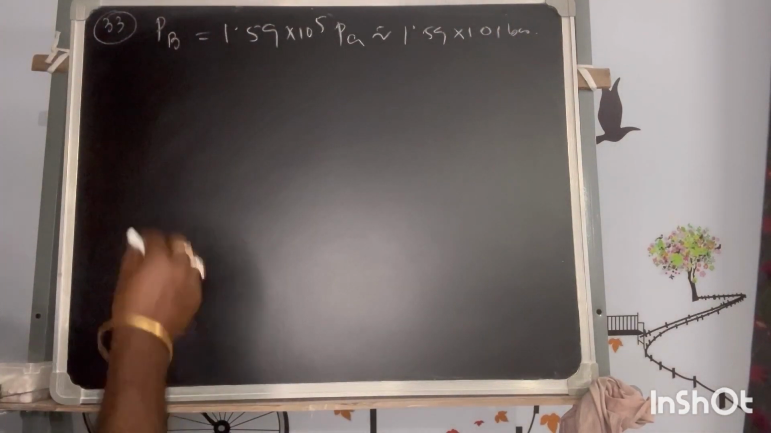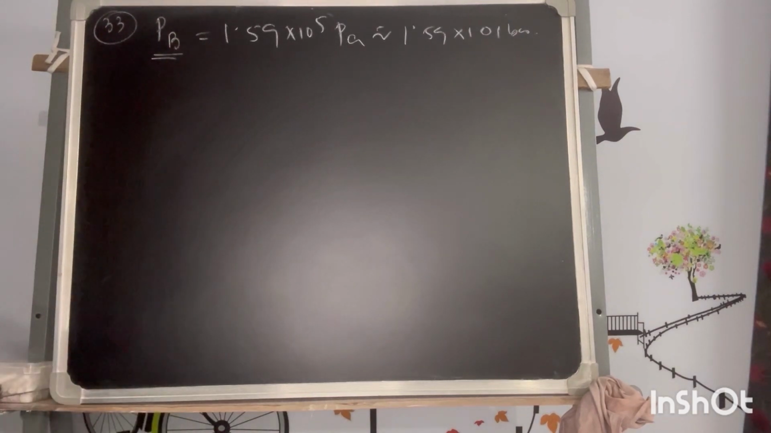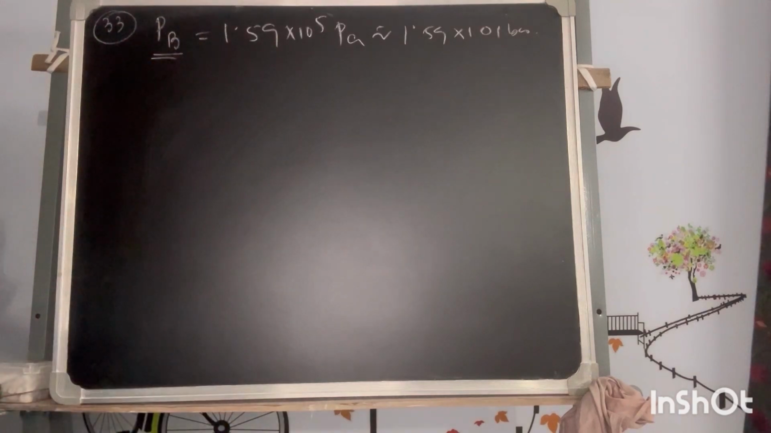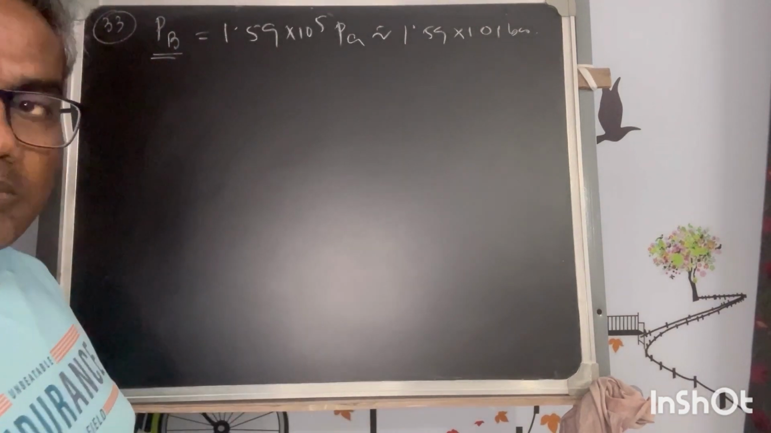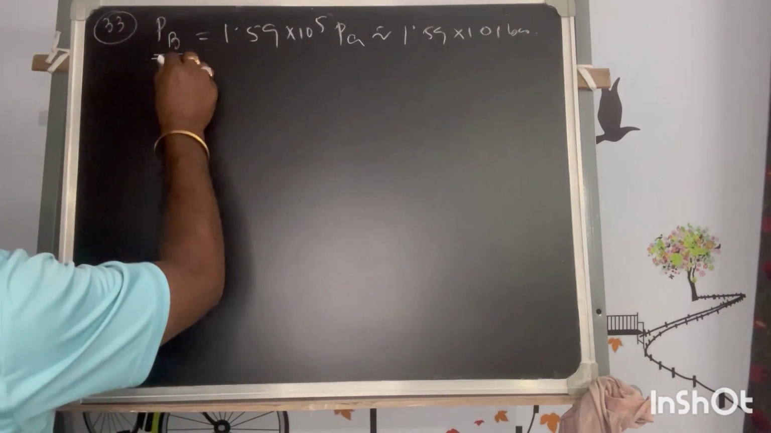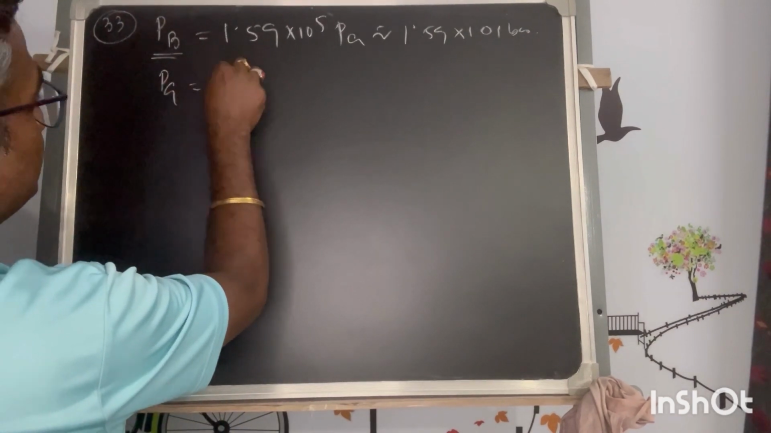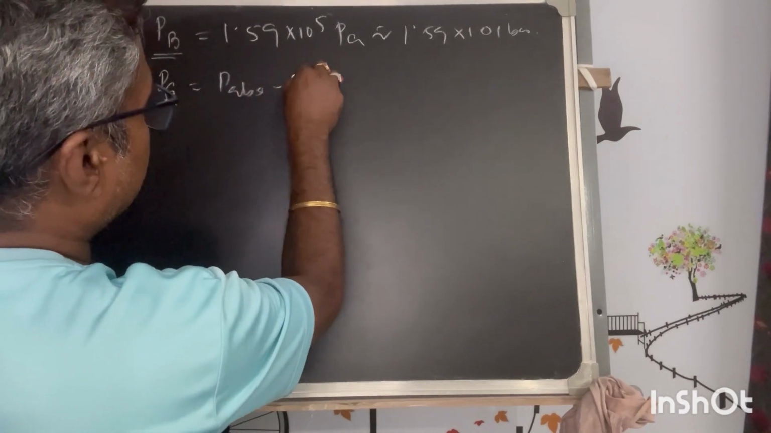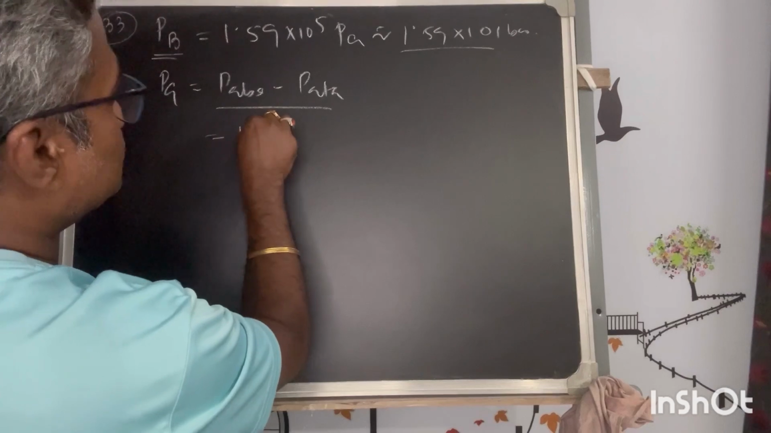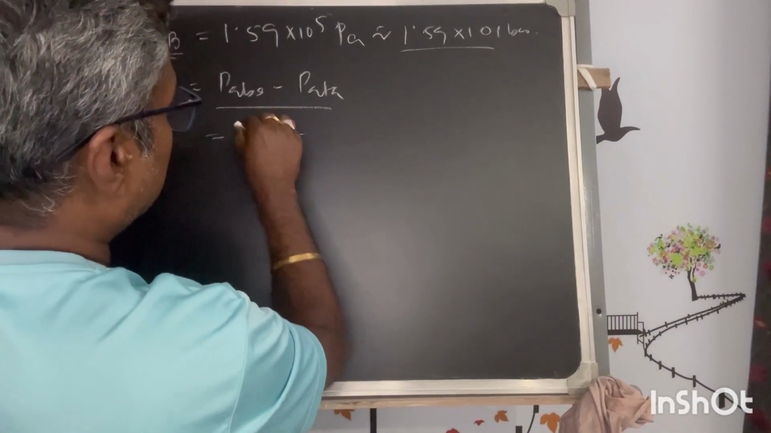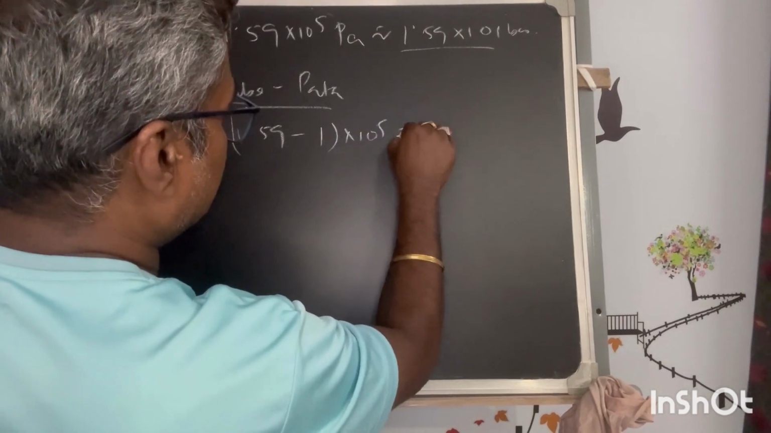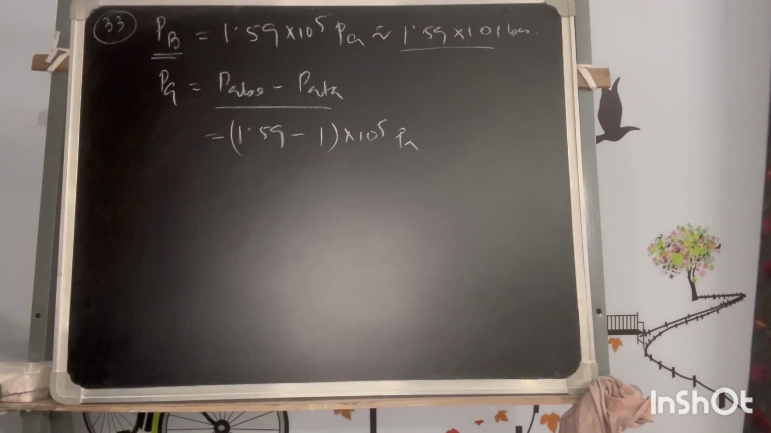But this was not the exact pressure asked. This is the absolute pressure at B, but the question asks for the gauge reading, and if you remember, the gauge reading is nothing but the absolute pressure minus the atmospheric pressure. So whatever reading you find here has to be deducted by 1 into 10 to the power 5 Pascal, or the equivalent in bar.